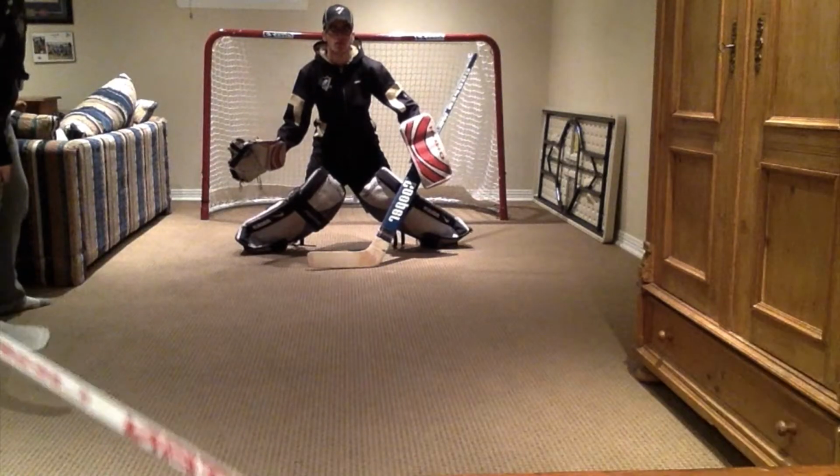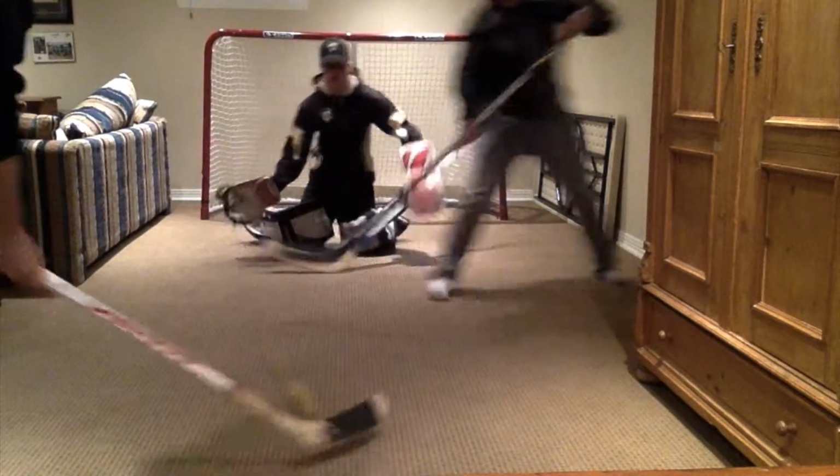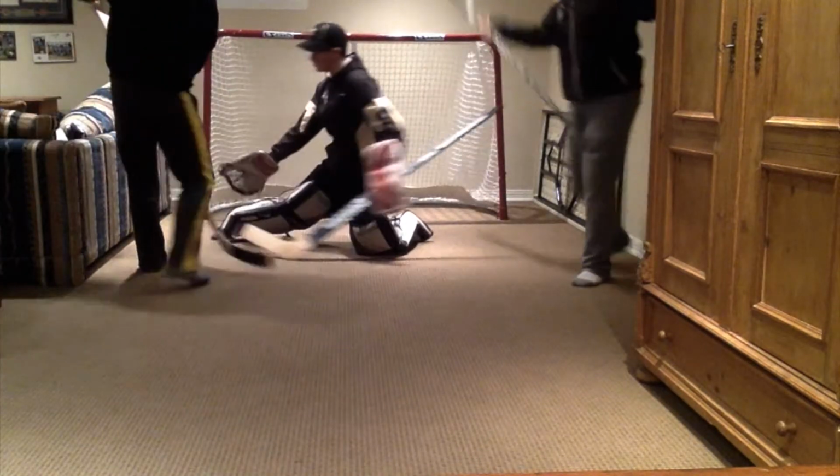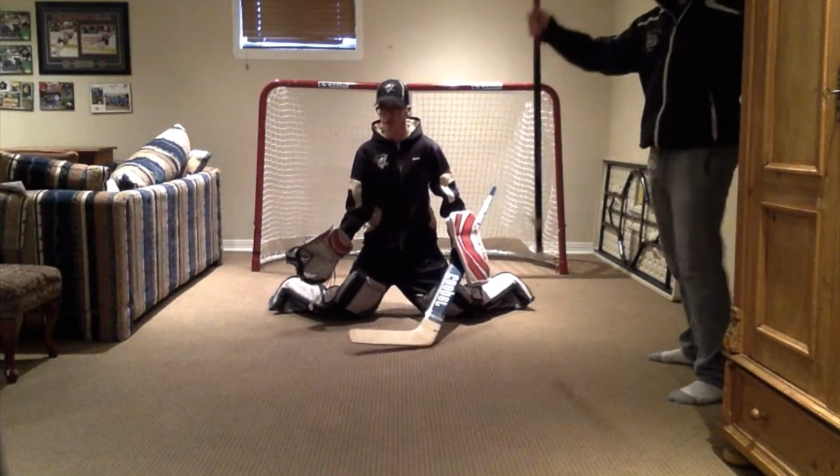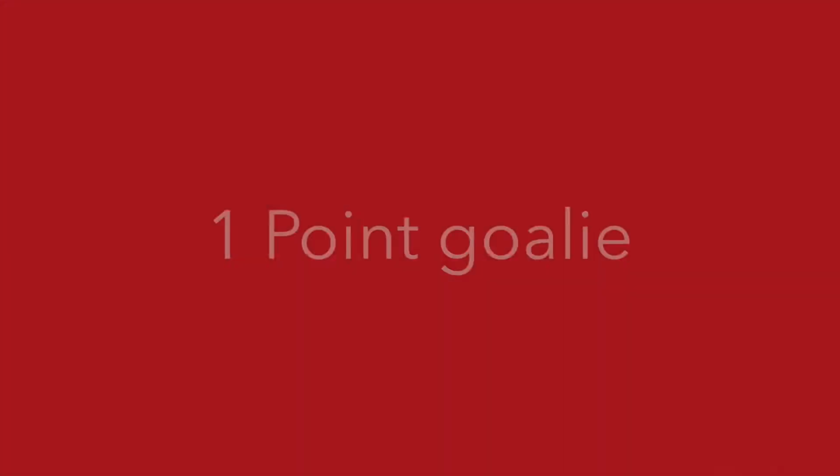Number 4. The goalie saves it but doesn't freeze it, and the player makes one pass and scores. 1 point for the players. Number 5, the puck goes out of bounds. Where'd the ball go? That's 1 point for the goalie.